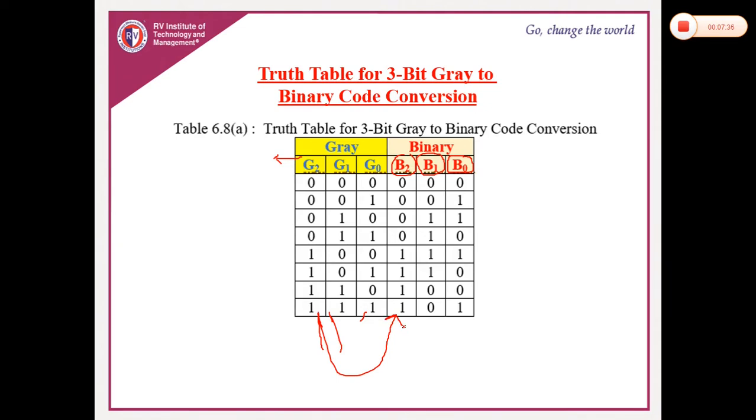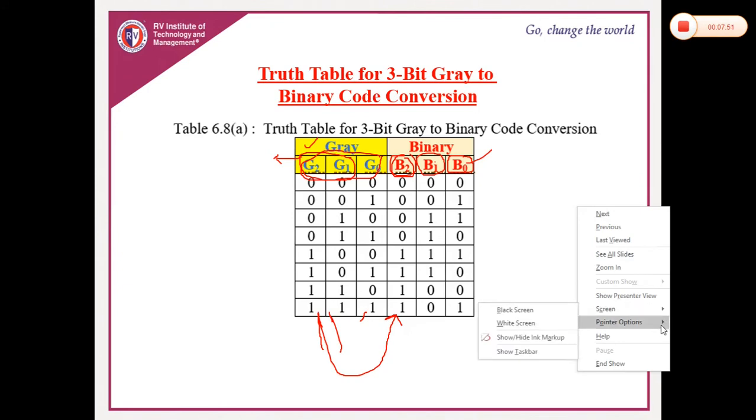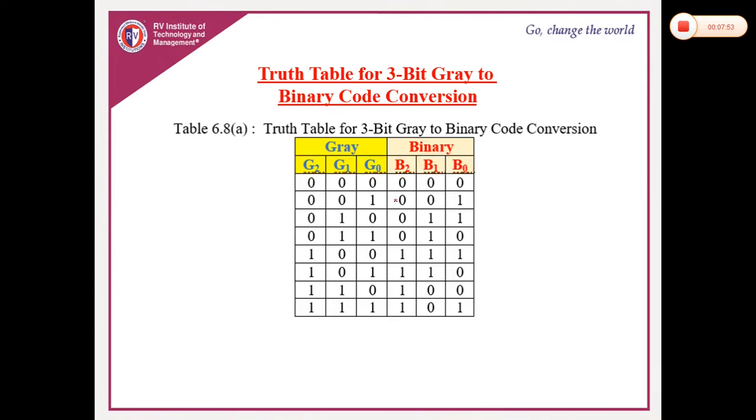Sorry, I am repeating. In order to get B0, you should take the XOR operation between these three. In order to get B1, start with G1 and take the XOR operation between G1 and G2. In order to get B2, you start from G2, so only G2 is there, so directly take it. So we will try to write the truth table for this.